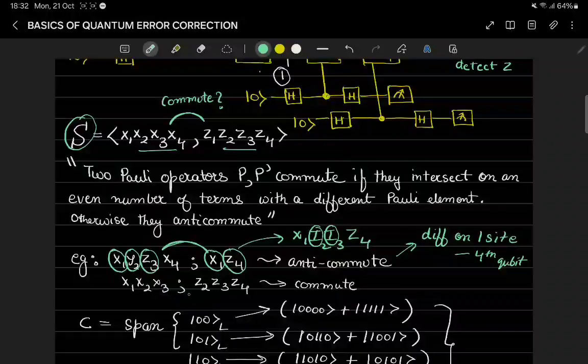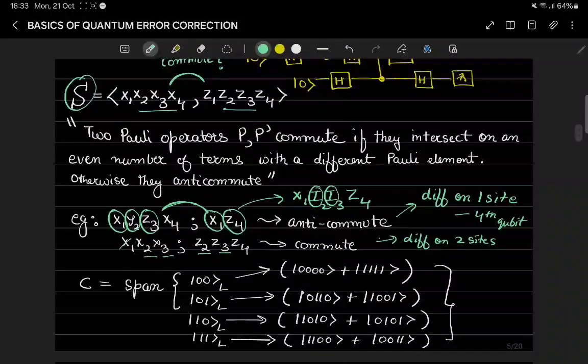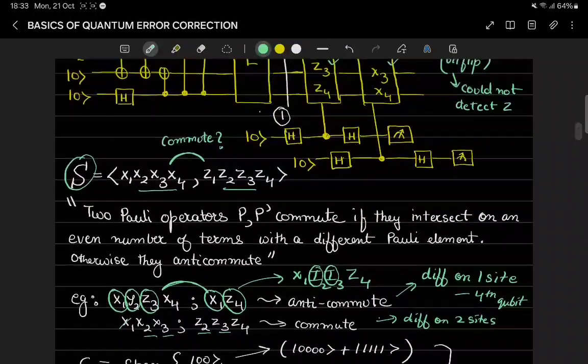Similarly, let's look at another example. I have x1, x2, x3 and z2, z3, z4. So I will not look at x1. I will only look at 2 and 3. And they are different in 2 sides. So different on 2 sides. So commute. So this is a quick way to check. With this, let's come back to our circuit.